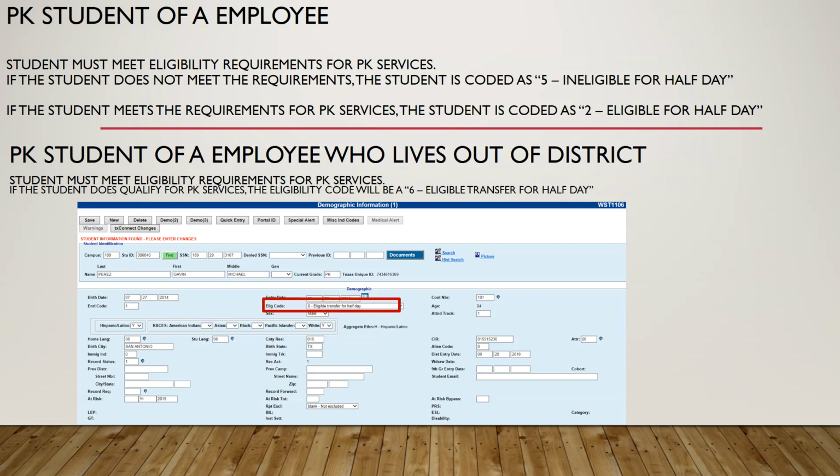Pre-K student of an employee who lives out of district. The student must meet eligibility requirements for pre-K services. If the student does not qualify for pre-K services, the eligibility code will be a 6, eligible transfer for half day. So in this example, the student does qualify. His eligibility is a 6, transfer for half day. You must also remember to code the CIR, the school that the child would be attending if they were in their home campus out of district, and the attribution code must be a 6.